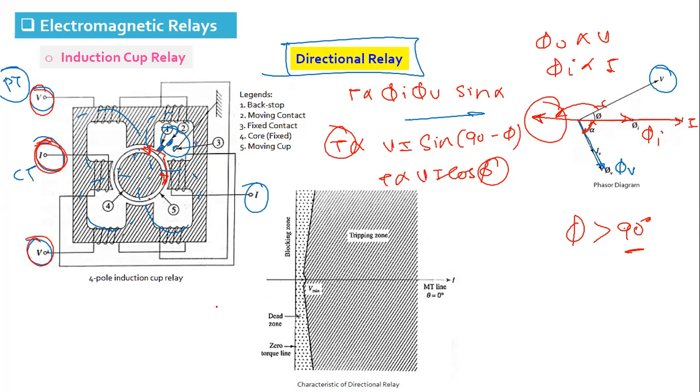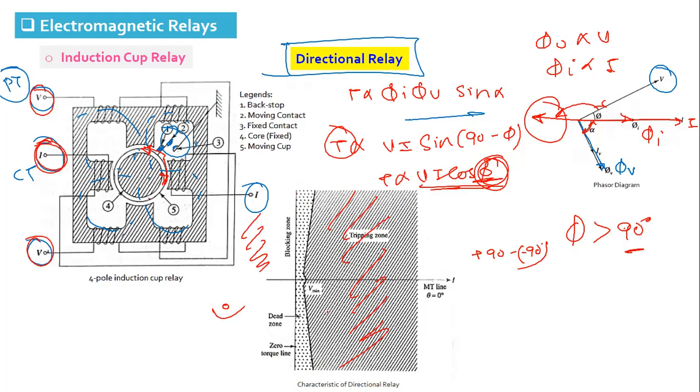Here you can see the directional relay characteristic. From this equation, you can see the torque developed will be positive in this region, when the angle is between plus 90 and minus 90, and it will be negative in this other region.